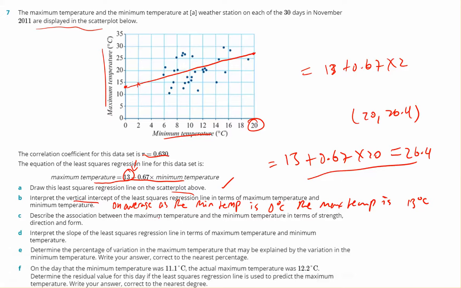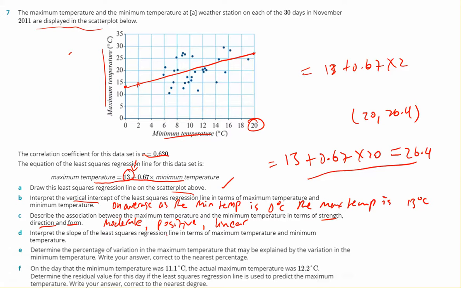Describe the association between the maximum temperature and minimum temperature in terms of strength, direction, and form. Okay, so you must answer every single one of these questions. Strength is moderate. You get this from your table, which you should have on your cheat sheet. Direction, positive because it's increasing, and form, linear. If it's non-linear, it'll be quite obvious. You'll get a pattern that looks curvy rather than linear. In this case, it's moderate. It's not weak, but it's not strong either.